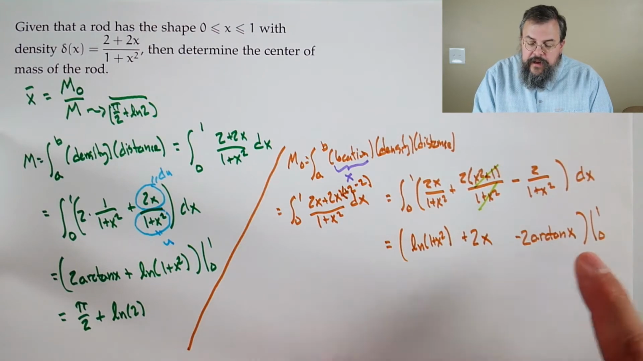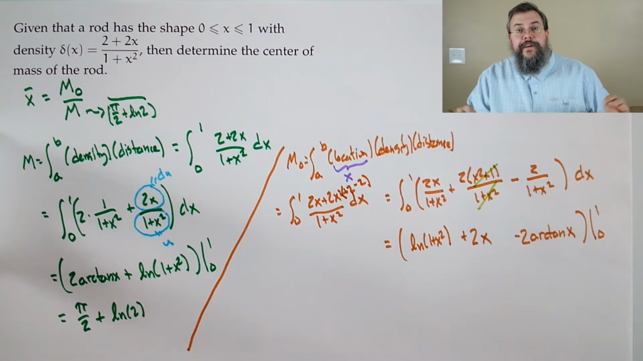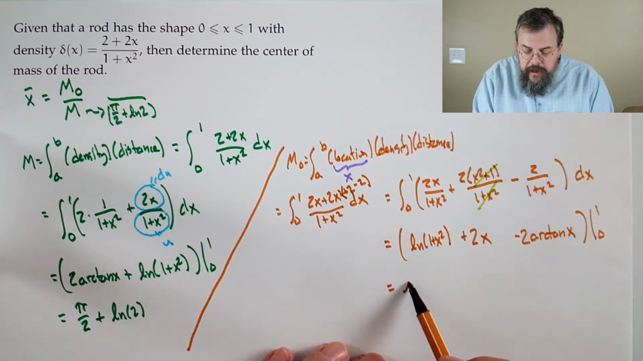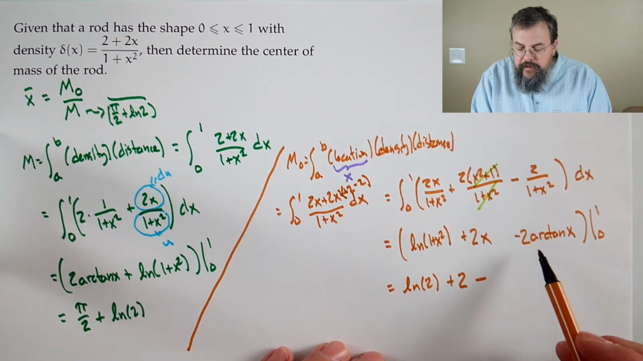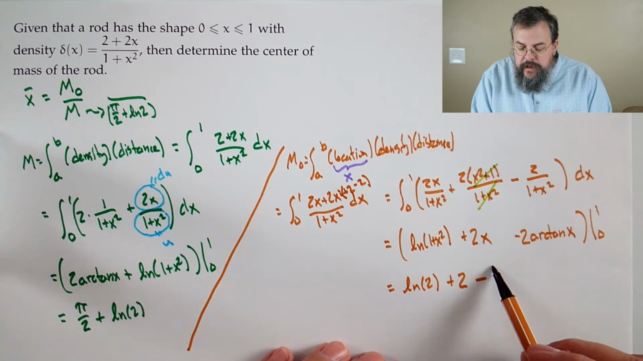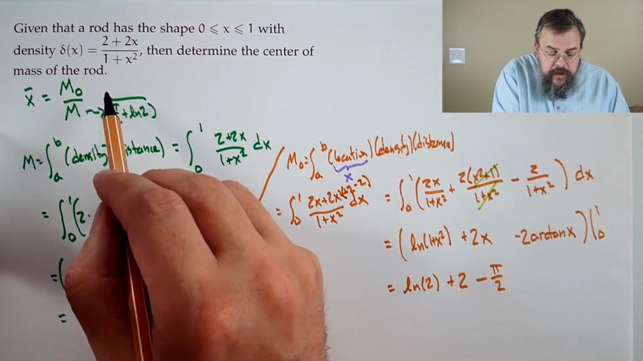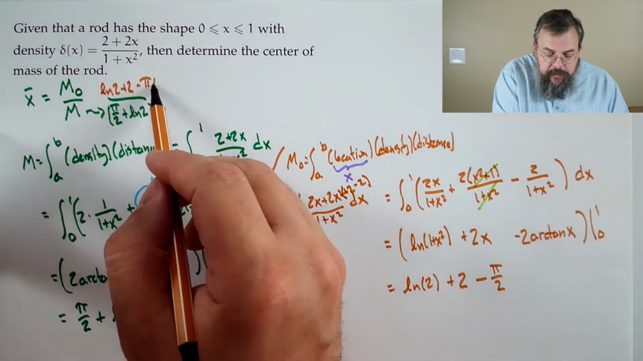When you plug in 0, again, log of 1 is 0, x is 0, arctangent of 0 is 0, all goes away. Plug in 1, you get log of 2 plus 2 minus 2 times arctangent of 1, which is pi halves. So that's what goes here: log of 2 plus 2 minus pi halves.